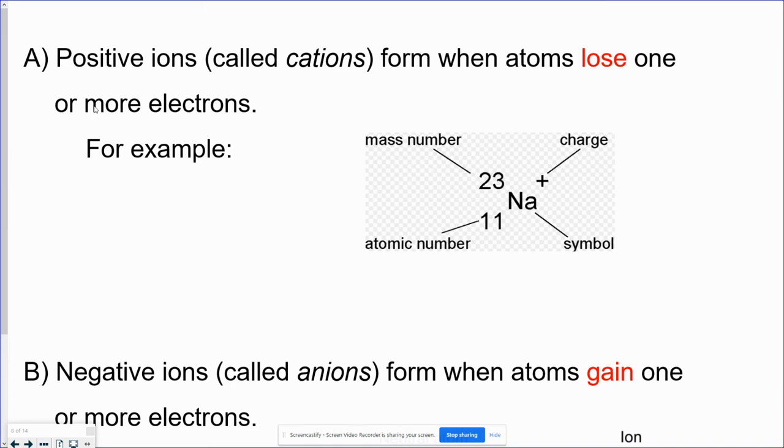So, in order to be a positive ion, aka a cation, you have to have less electrons than protons. So, for example, this one has an atomic number of 11. So, you have 11 protons. And that means in order to have a +1 charge, you can only have 10 electrons. So, you have one more positive than you do negative.